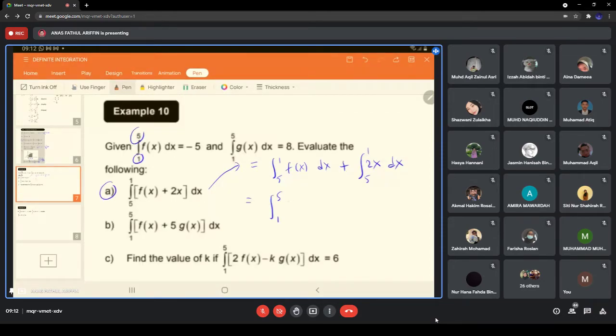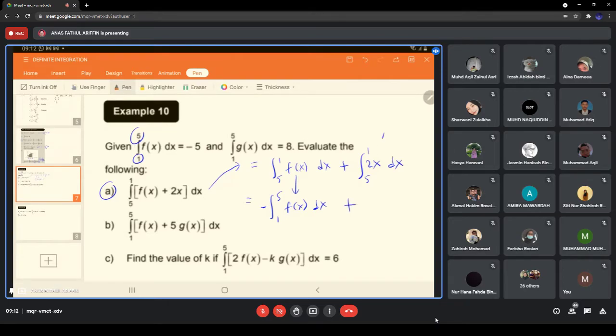Okay, and then function sama juga, function fx. But depan tu kenapa? Kena letak negatif. Kenapa kena letak negatif? Sebab itu dia punya property dia, which is these two functions or these two integrations are equivalent. Okay, equivalent. Okay, and then plus 2x.